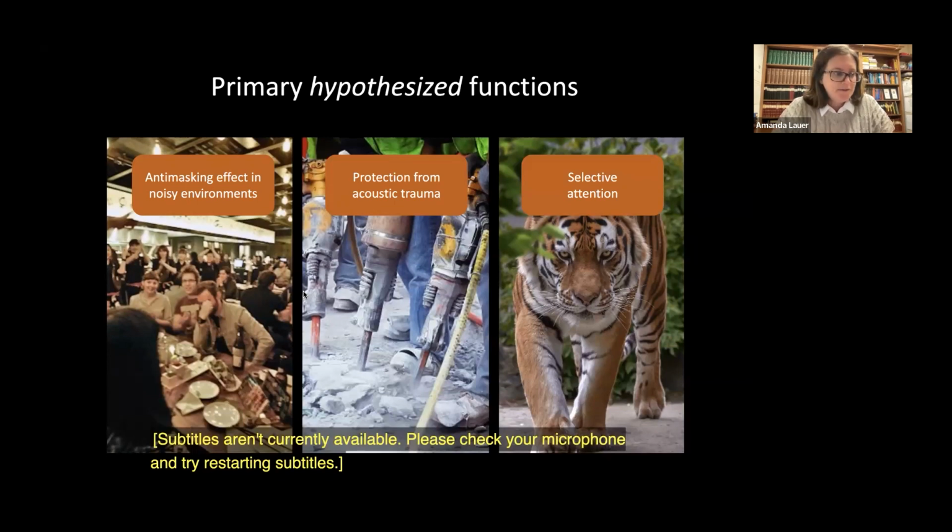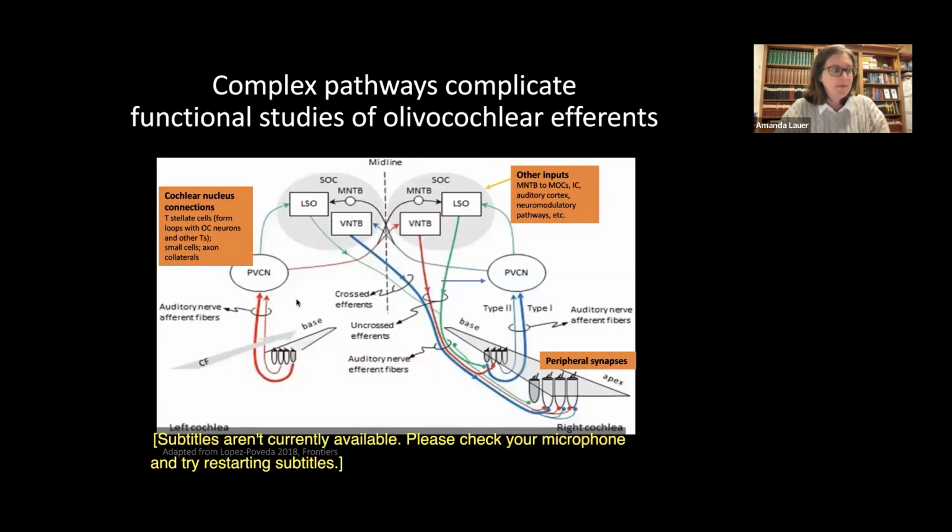So I'll just tell you now, there are data for and against all of these hypotheses in the literature. Primarily, the literature has focused on anti-masking and the protection from acoustic trauma, and has shown effects under certain conditions in those that are perhaps a bit more obvious than the selective attention effects. But there is some indication that under the right stimulus conditions, all three of these functions can happen with olivocochlear stimulation.